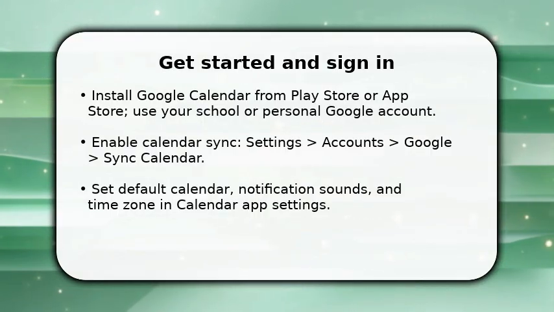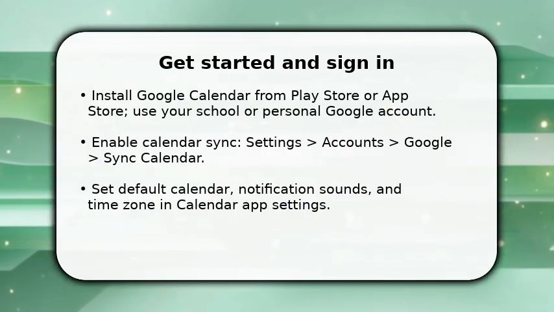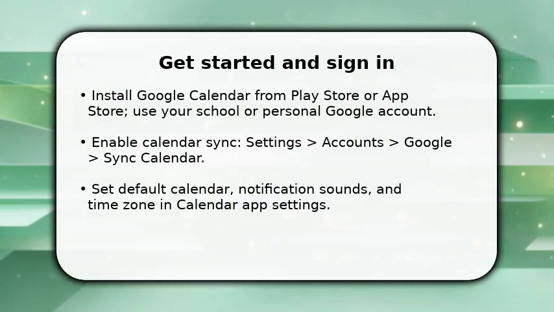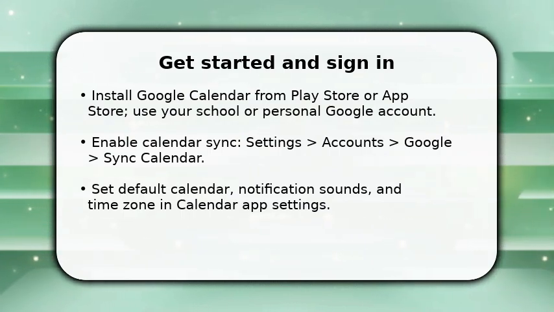Next, set your default calendar to your primary school account and pick notification preferences so alerts aren't missed. Also confirm the time zone. Mismatched zones can move events. These first steps get your mobile calendar feeding live data and prevent missed alerts.